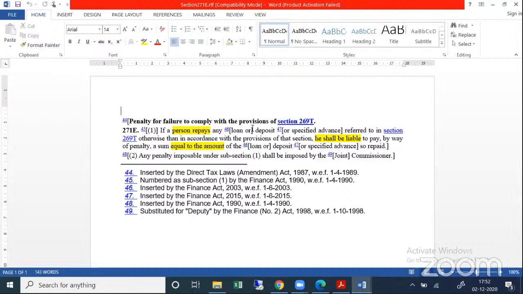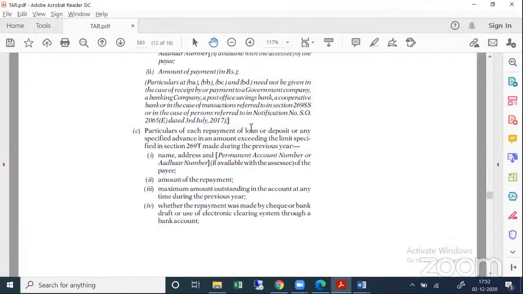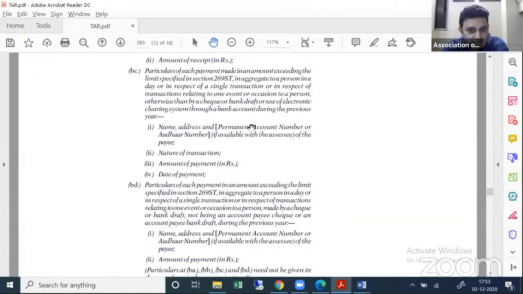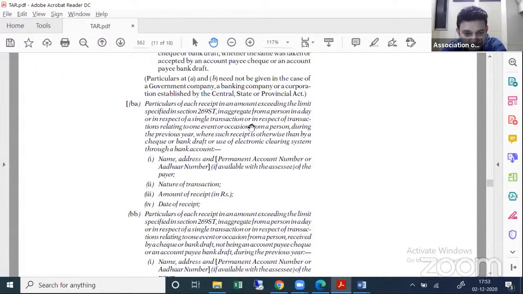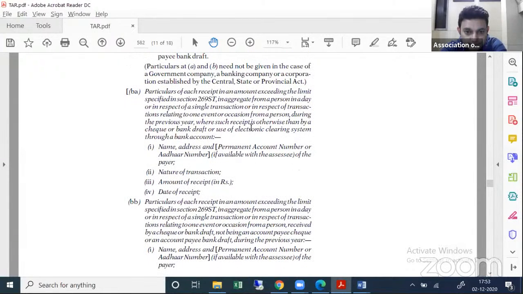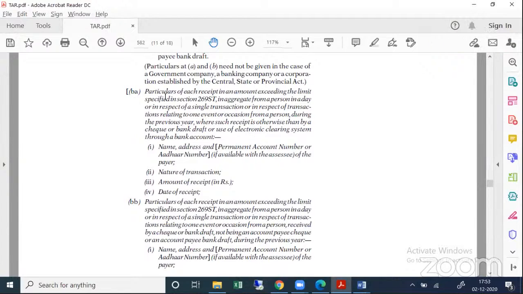When we move on, section 269ST, let us read section 269ST. The limit is 10,000 rupees, right? I think for this section it's still 20,000. 20,000, okay. And now moving on, let us read 269ST, wherein each receipt is taken exceeding the amount for a particular transaction or a particular day or on a particular occasion.